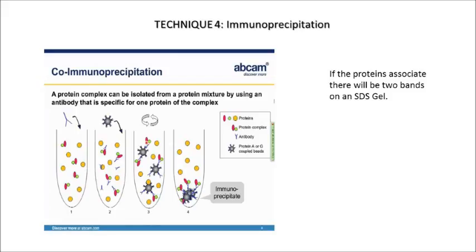We can then run this through an SDS page, and we'll find that there are two bands. If there are two bands, it indicates there are two types of proteins in this case.